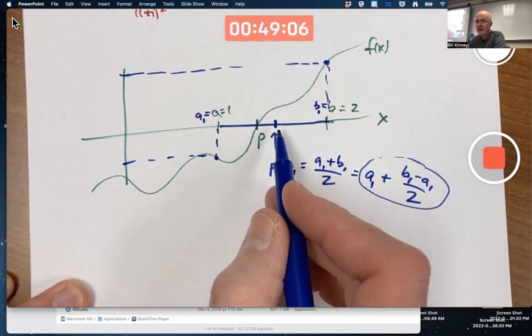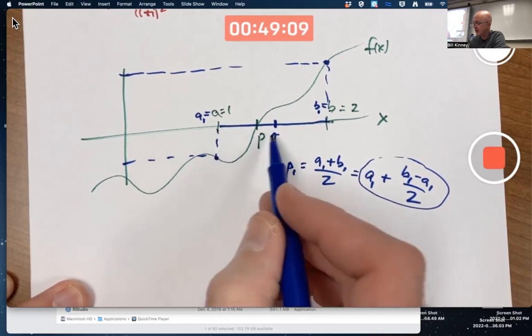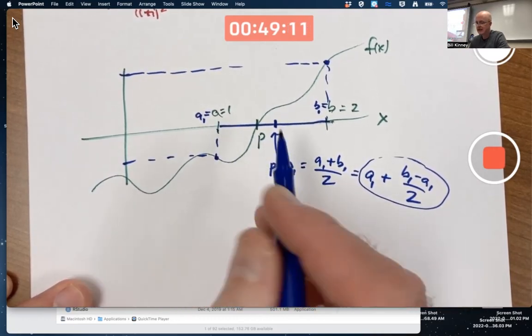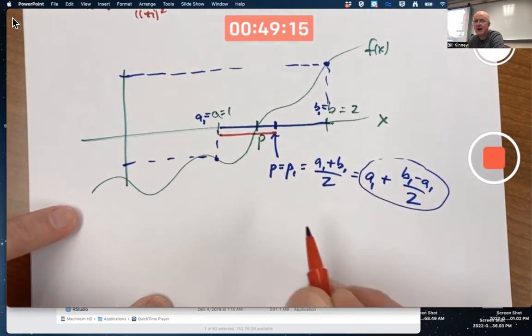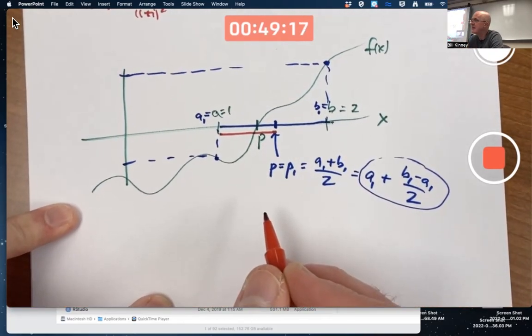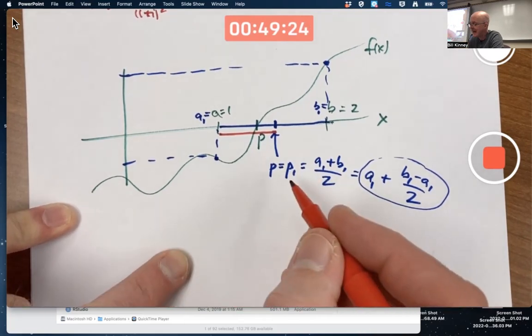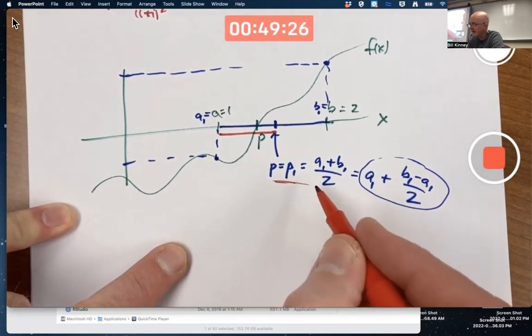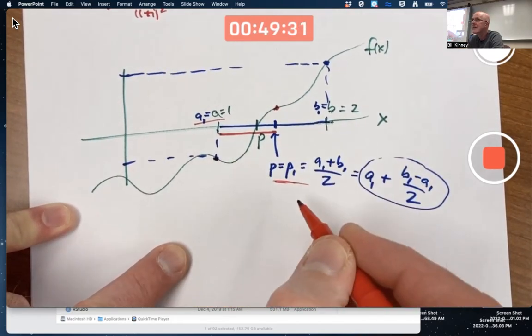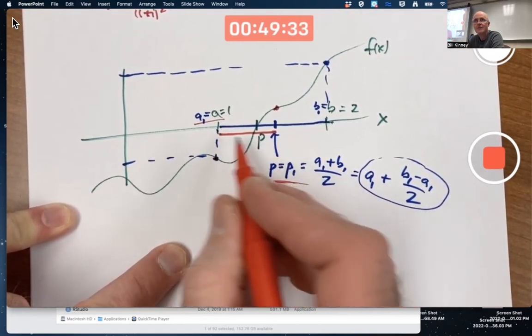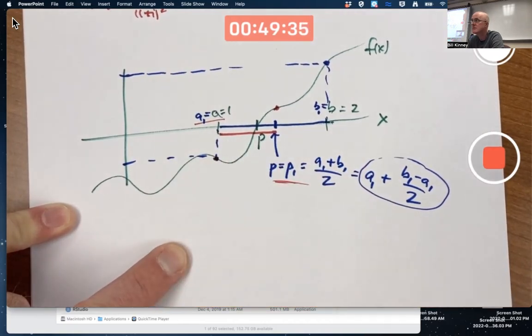You can see from the picture that the root is between A1 and P1. It's in this left interval. The next step of the algorithm is to update the values of A and B and then choose a new P. Because f of P1 and f of A1 have opposite signs, that's why you'd pick the left half of the bigger interval for your next interval to bisect.